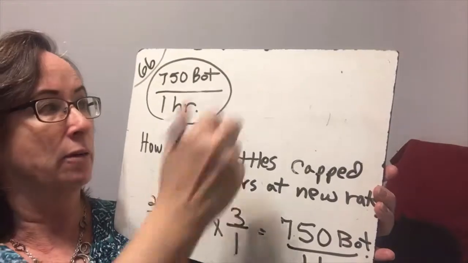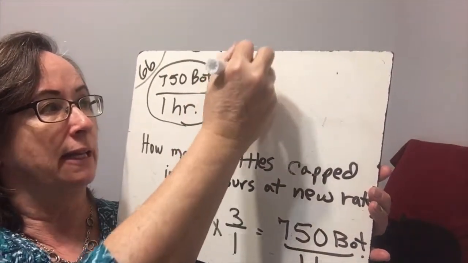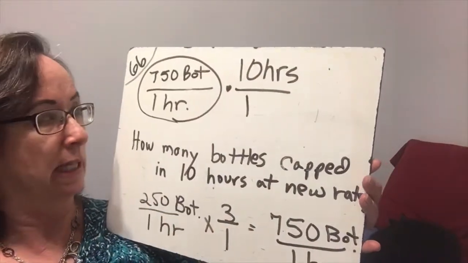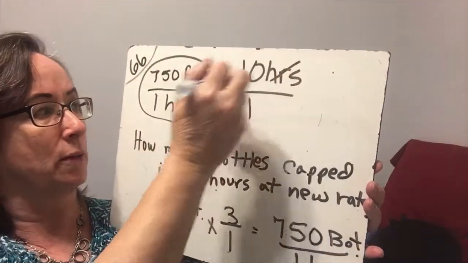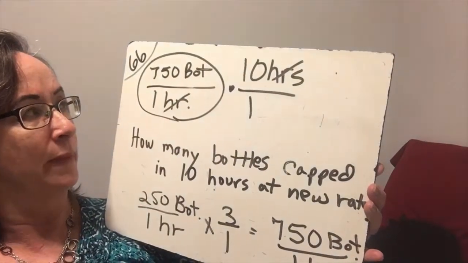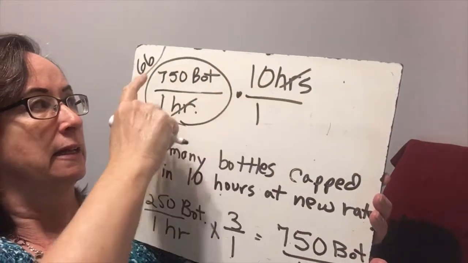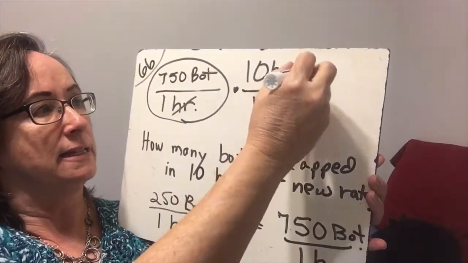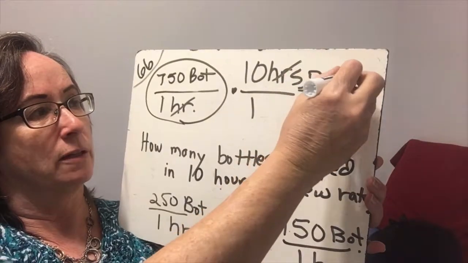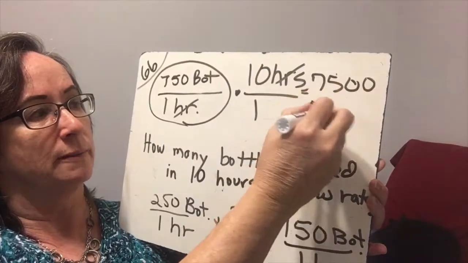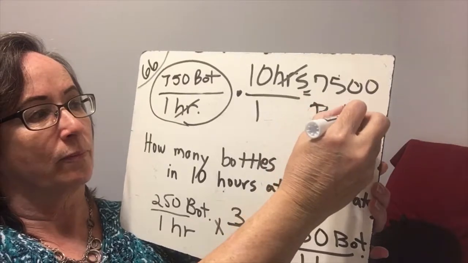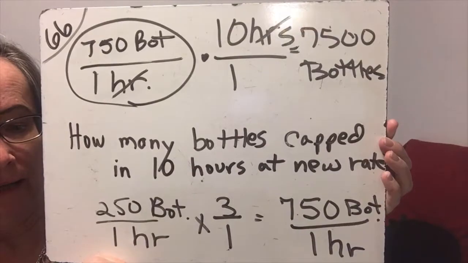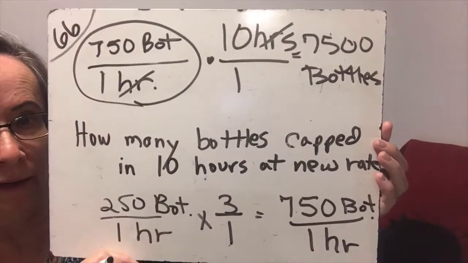In 10 hours. So now we're going to multiply by 10 hours. And we can put a 1 just to keep things straight. Now our hours will cancel our hours. And we're left with 10 times 750 bottles, which is 7500 bottles will be capped in 10 hours. And there is your work.